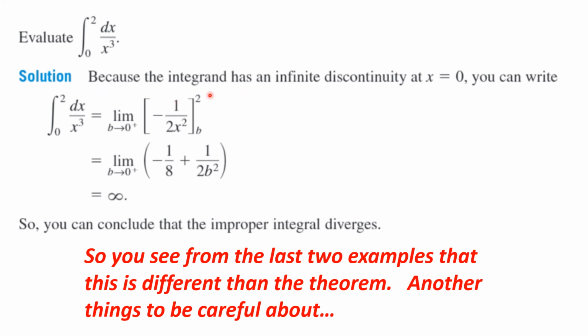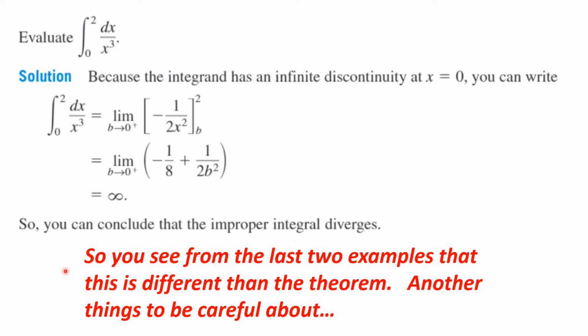Now, this integral has an infinite discontinuity at x equals 0, so this is again the limit as b tends to 0, and you're going from 0 to 2, so here's where the b is. But you add 1 to the exponent and divide by the exponent, and this time you get minus 1 over 2x squared. And when you plug in the numbers, you get minus 1 over 8 plus 1 over 2b squared. Now the minus 1 over 8 is fine, but the limit as b tends to 0 from the right of 1 over 2b squared is positive infinity. So you see, this improper integral diverges.